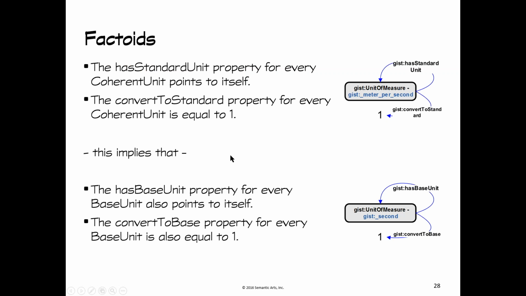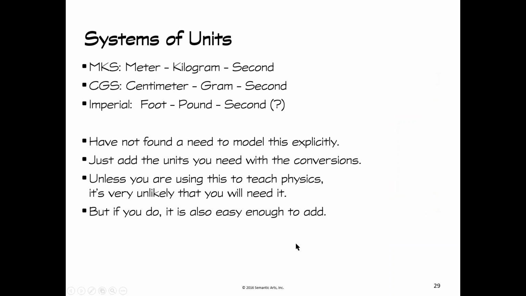And just a couple of closing little factoids. A standard unit property for every coherent unit points to itself, right? The reason is it has a unit of 1, and it is its own standard unit. Every kind of magnitude for that dimension has the same standard unit of measure, but the unit of measure itself for that standard has to point to itself. And similarly, every base unit also points to itself and has a convert to base equal to 1. And then the final comment, I think that's the last slide pretty much.